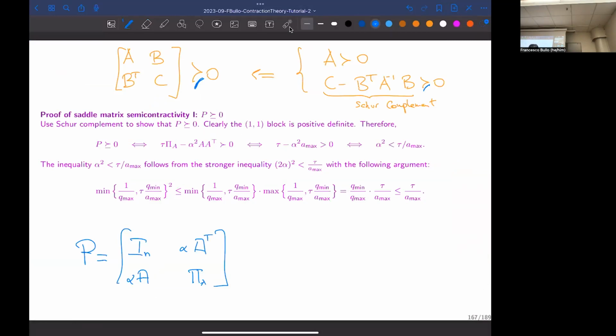So I want to show that P is positive semi-definite. I know that the 1-1 block is positive definite, so then I need to check with the Schur complement. So I'm going to ask for tau pi A minus alpha squared A squared to be positive definite because of what I calculated. C is pi, then I get A inverse A, which is the identity matrix, so it goes away. And then I have B transpose B, but my B matrices are alpha A transpose. So I get two copies of alpha, and then I get A transpose. Any questions?